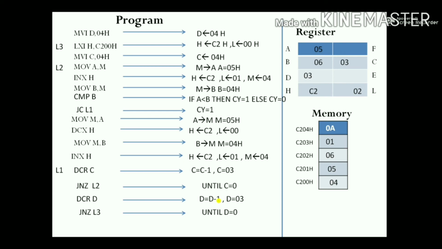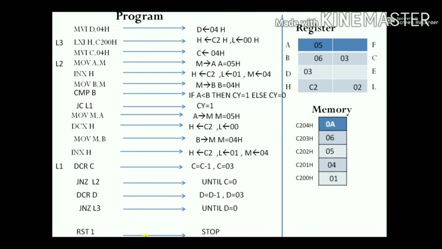We already finished pass 4, and after completing pass 4, what happened? We will get the proper result, and then we have to stop the program. So here we are using the RST1 instruction to stop the program, and after this we are getting the result as 01, 04, 05, 06 and 08. It means our data is in ascending order, which is the required output. So here is the end of the program.